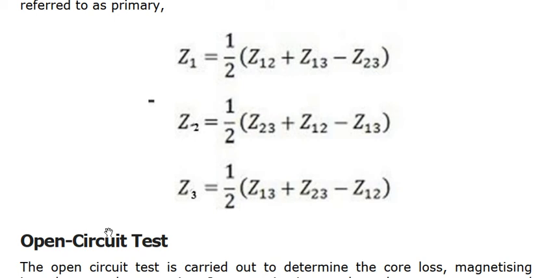It is to be noted that impedances Z12 and Z13 are referred to winding 1 because the instruments are connected in winding 1. The impedance Z23 is referred to winding 2. Therefore, it must be referred to winding 1, which equals Z23 multiplied by the ratio of T1 upon T2 squared, and only then we get equations 4, 5, 6, that is for Z1, Z2 and Z3.